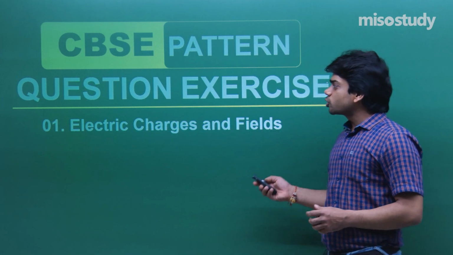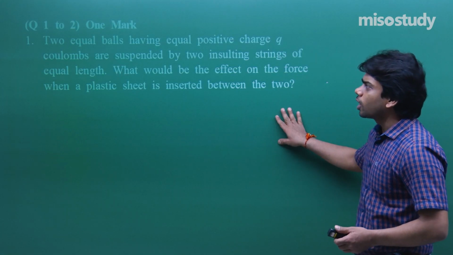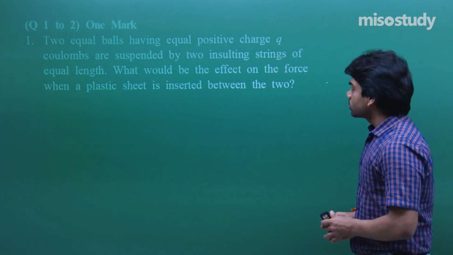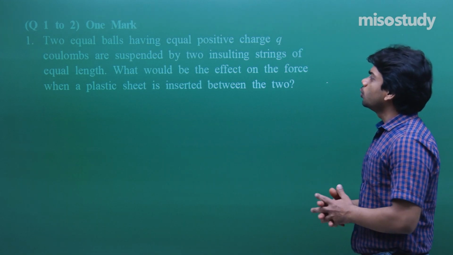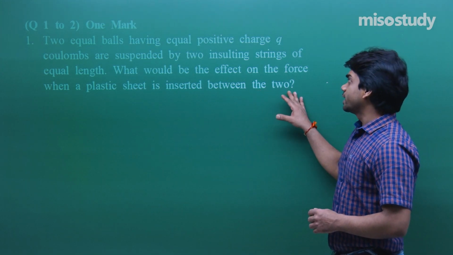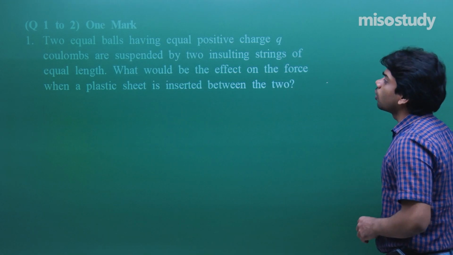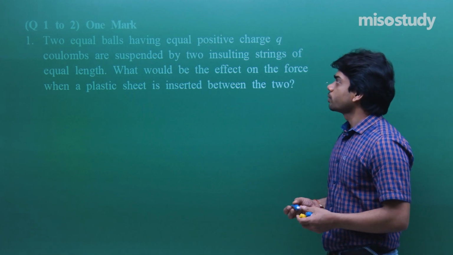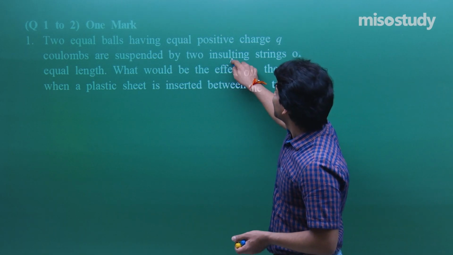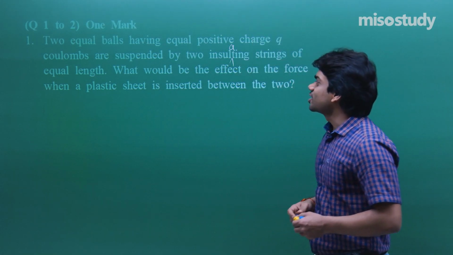Now let's go ahead with the first question of the day. We have the first question, it's a 1 mark question. Two equal balls having equal positive charge Q coulombs are suspended by two insulating strings of equal length. What would be the effect on the force when a plastic sheet is inserted between the two? Now this is insulating, not insulting, so don't get confused. It's insulating strings of equal length.